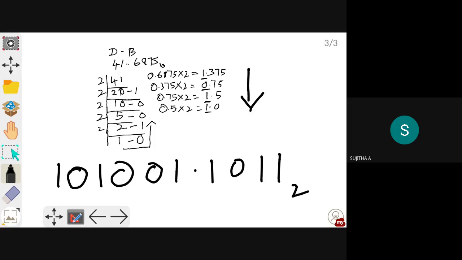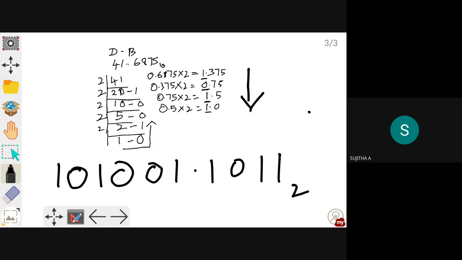Is it clear for you? For decimal to any number system, you have to find the fractional part and the integer part separately. For 41, you divide and get the remainders, and you write from the bottom to the top. For the fractional part, you multiply by the base, take only the right hand side part, and write from top to bottom. Is it clear?